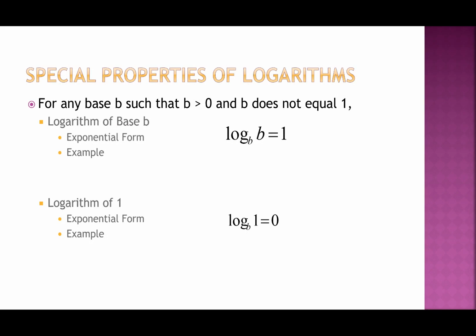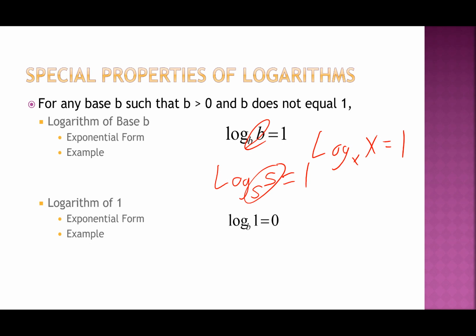So for any base b such that b is greater than 0 and b does not equal 1, so again, here's just some properties to make note of. If you ever notice that your logarithm has the same number here and here, for example, log base 5 of 5, it's always going to equal 1 no matter what. If these numbers are the same, it can be 7 and 7, it can be 10 and 10, it can be whatever. It doesn't matter. It could be x and x. It'll say log x, x. It's always going to equal 1.